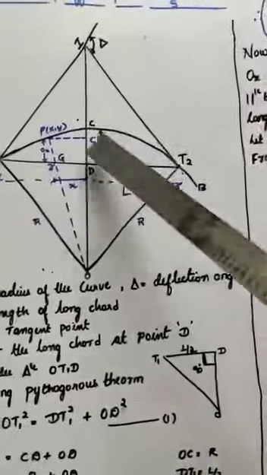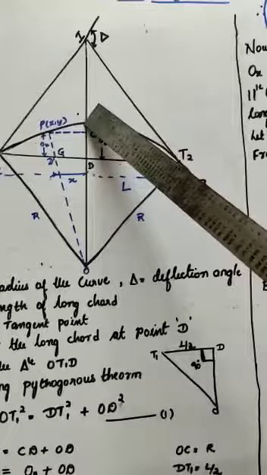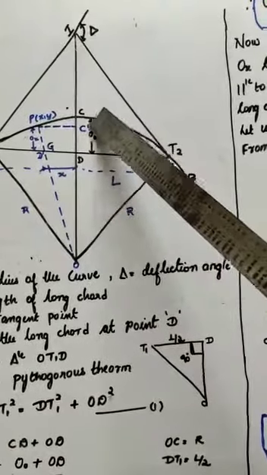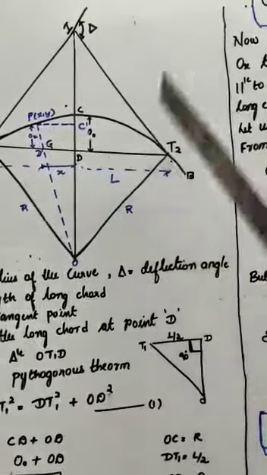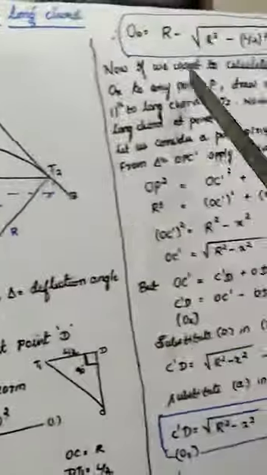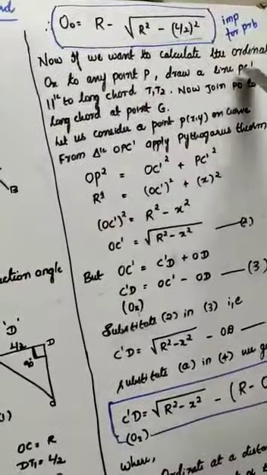See, O naught is nothing but the distance from C to D, that is the mid-ordinate, O at the base 0. In the problem, if they have not given this distance, then you need to find it out with the help of this formula. So this is very important.